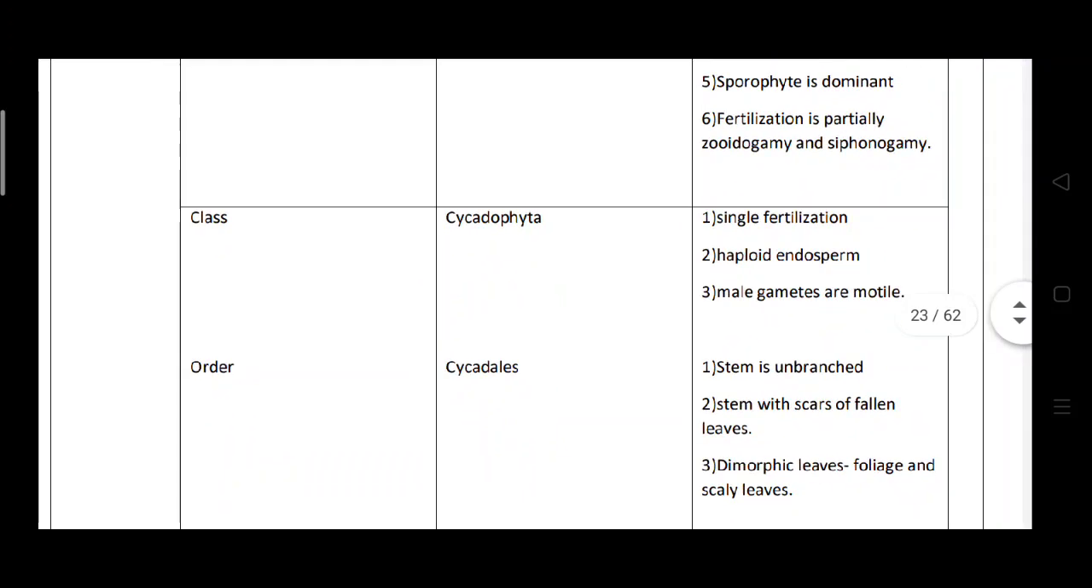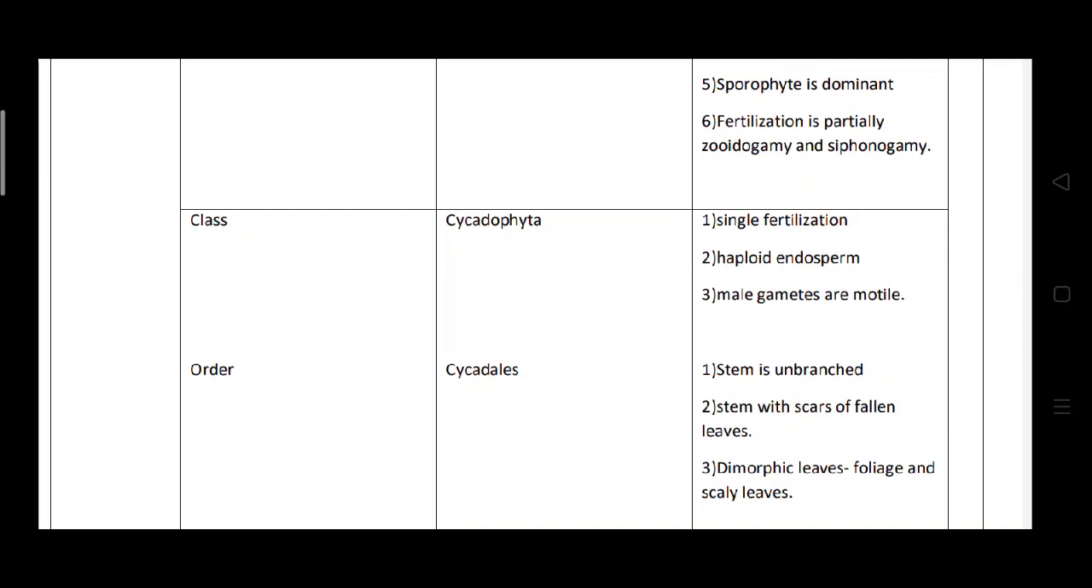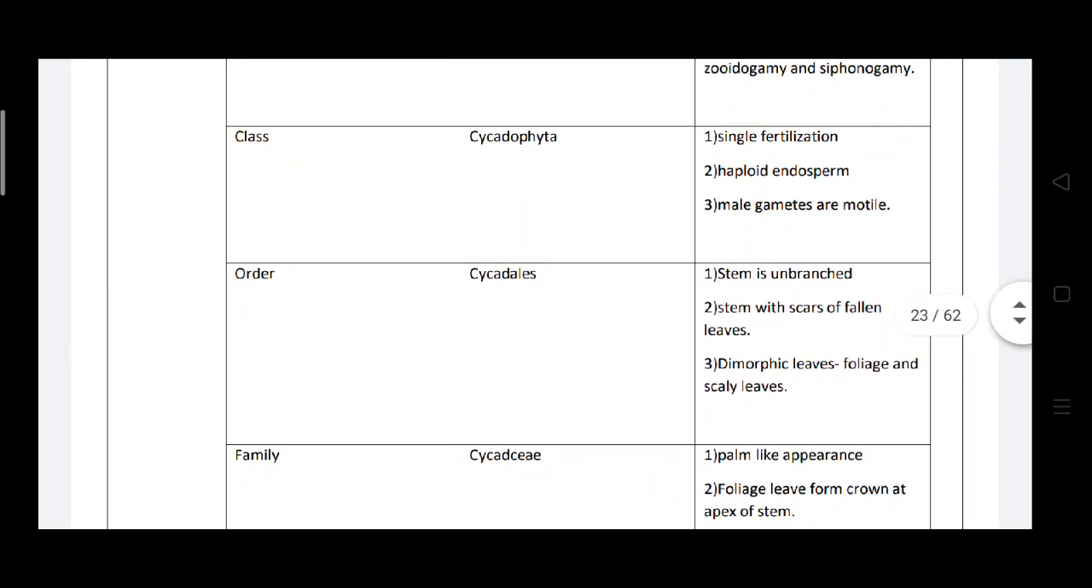The next is about the class. Cycas comes under the class Cycadophyta. Cycadophyta is characterized by single fertilization, that means only one time the fertilization takes place. It forms the haploid endosperm. The male gametes in the Cycadophyta group are motile male gametes, as you generally see, that move from one place to another place.